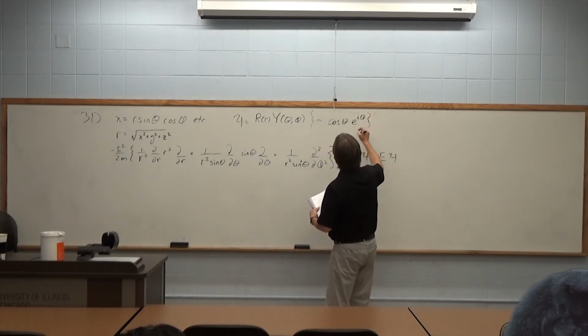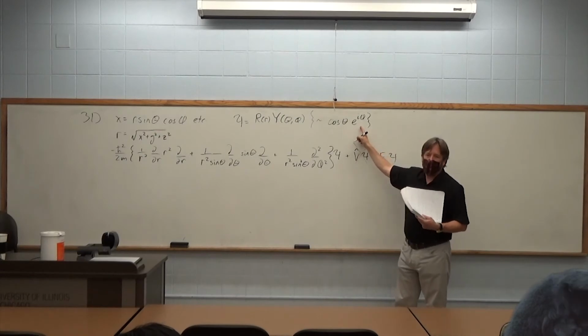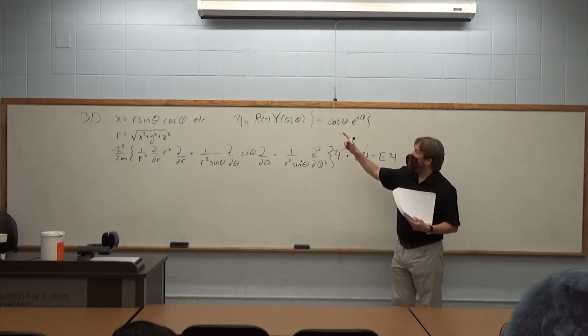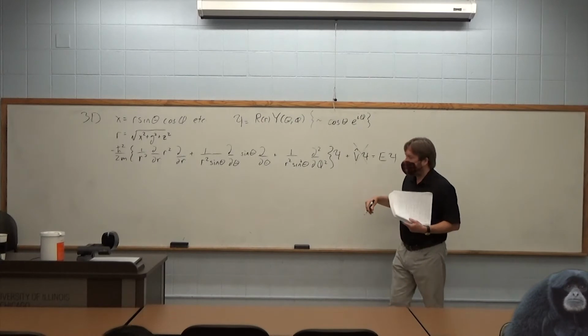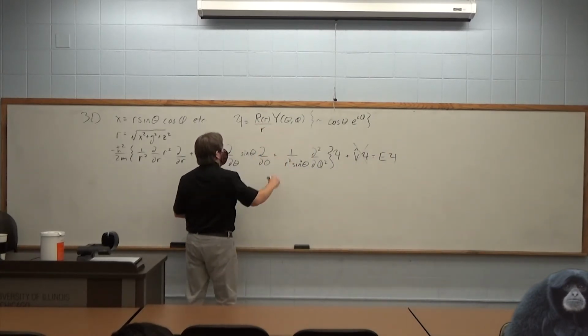This is what they look like. Sine, cos, e to the plus minus i phi. These are separable too. Okay, so that's our trial solution. Now I'm going to do that.